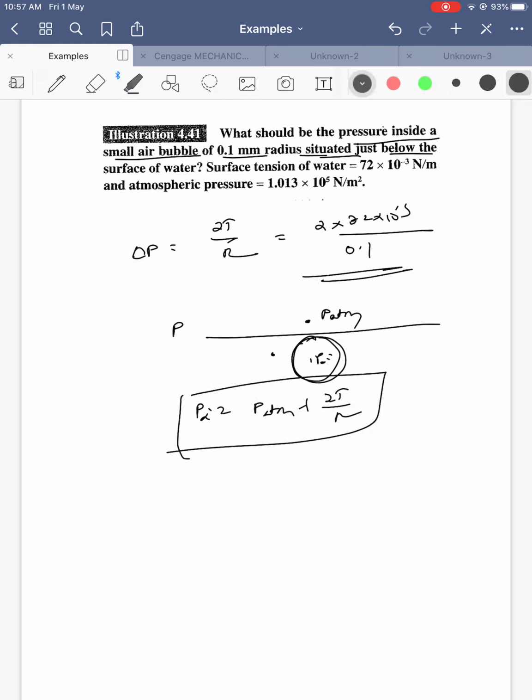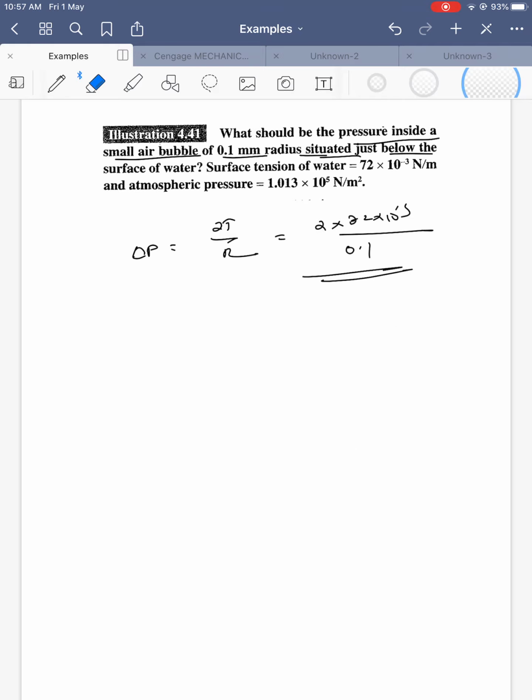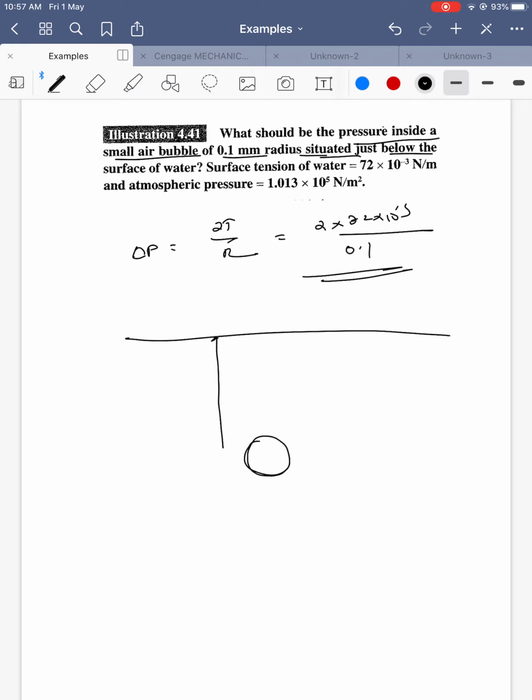Okay, so now I am changing the question. So substitute the T value, R value. One atmosphere is equal to 10 power 5 pascals. So it's in SI units, understand? Now instead of just below the water surface, the air bubble is at a depth h from the surface of water. What is the pressure inside the air bubble?